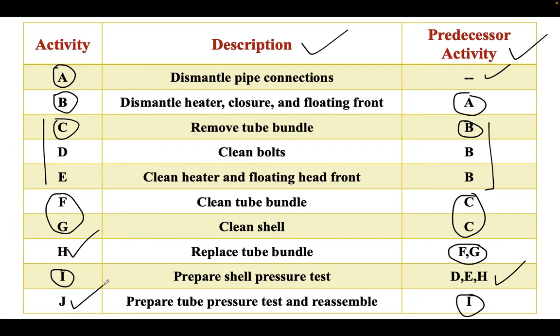Now let us construct the network diagram for this problem. First of all, as given in the problem, we are going to start with activity A, that is dismantle the pipe connections, right? So this is how we are going to start. This is activity A. Once activity A ends, because activity A is the predecessor for activity B, that is dismantle heater, closure and floating front, here activity B is going to start, fine.